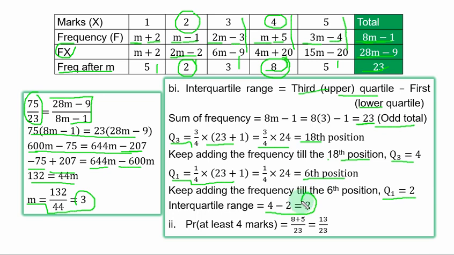B part of the question. Find the probability that a student selected scored at least 4 marks. That is, those that scored 4 marks plus those that scored 5 marks. Those that scored 4 marks, they are 8. Those that scored 5 marks, they are 5. So you add 8 plus 5 over sum of frequency, 23, and that gives 13 over 23 as the required probability.